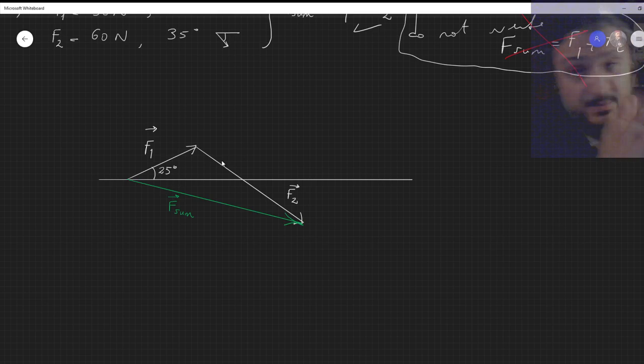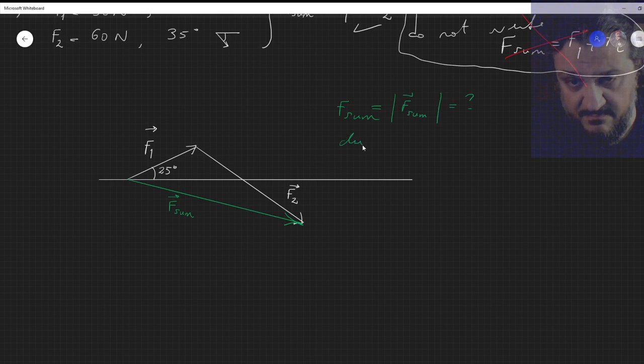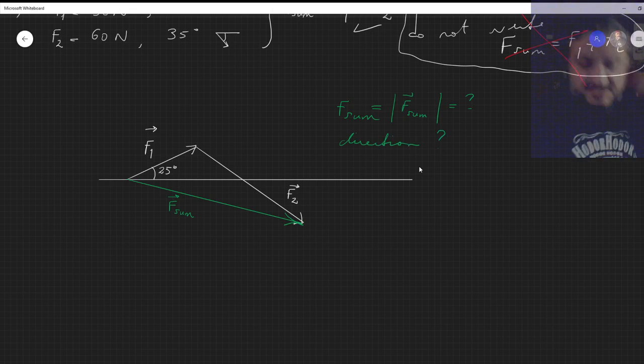Okay. But now we're not done, because we only have the picture of it. We have to find two things. Number one, what is the magnitude of the result? In other words, what is this? And the direction. Direction meaning maybe this angle here. Call it theta. Okay?